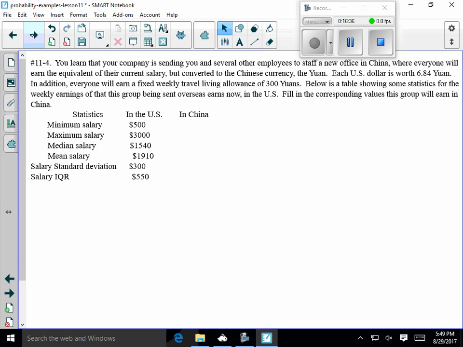All right, so what I would do probably is just make an algebraic expression here. In general, the Chinese amount that we earn is going to be the US amount times 6.84, because for every US dollar, if I multiply by 6.84, I'm going to get the number of yuan. Plus we have a fixed additional 300 yuan. So we're multiplying the US number by 6.84, and then we're adding 300.